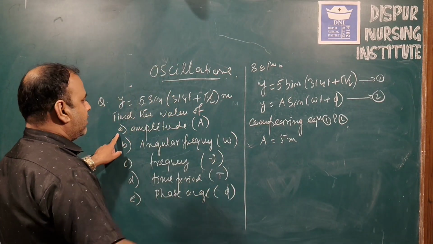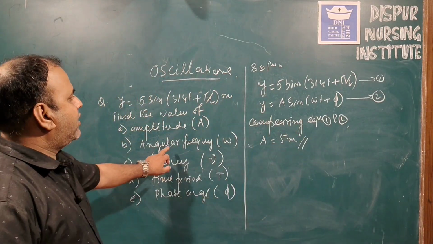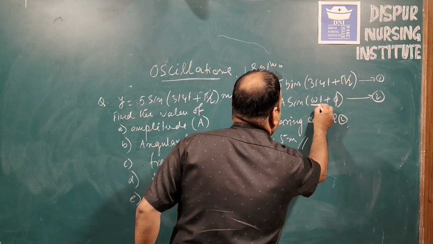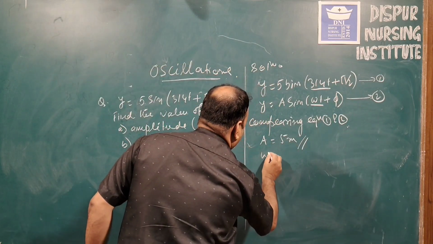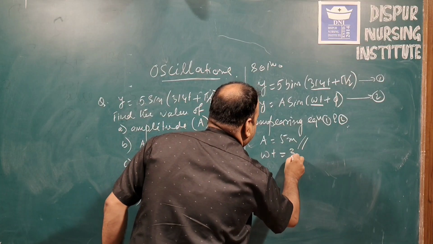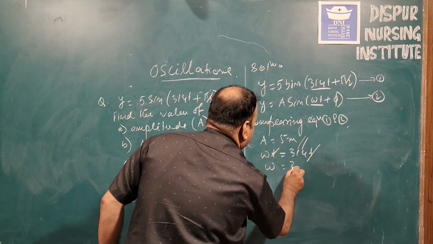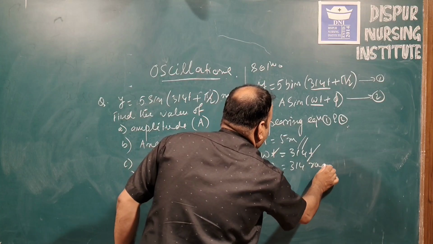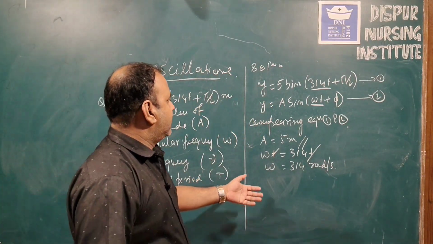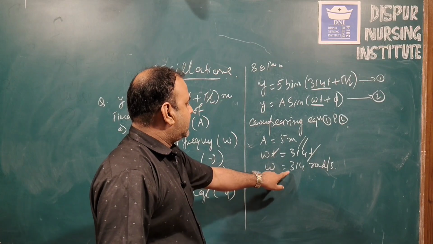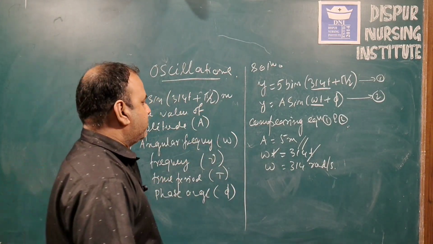So number A, amplitude, done. Secondly, angular frequency. Now see, angular frequency, this term and this term we can compare. So here omega t is equal to 314t. So t cancels, omega is equal to 314. This is the value in radian per second. So omega is equal to 314 radian per second after comparing both equation 1 and 2.